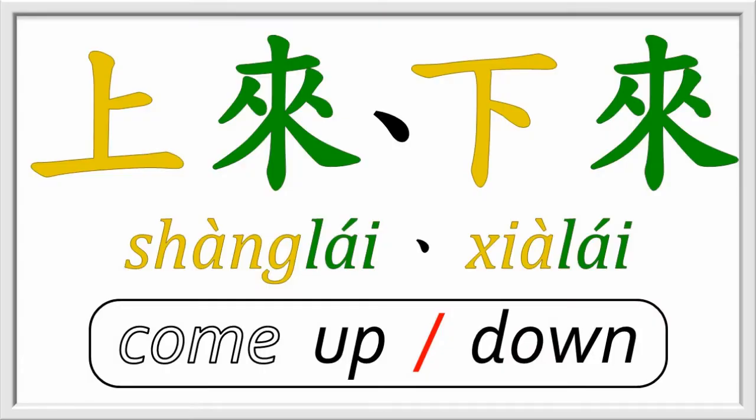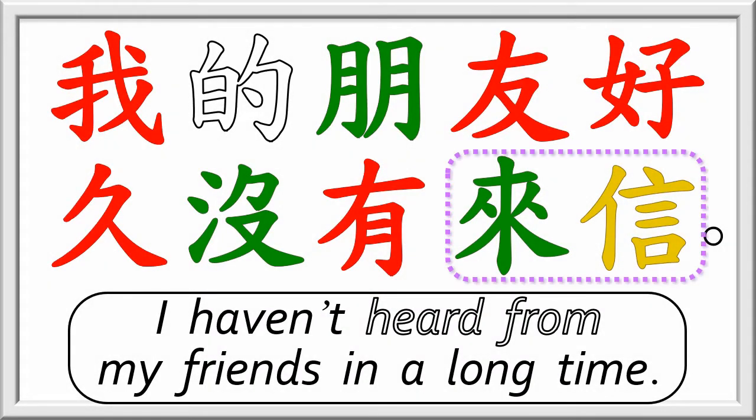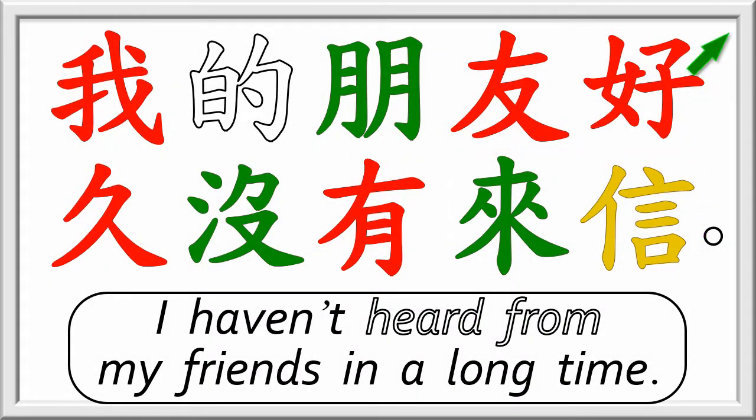Anyway, as with qu, meaning to go, lai, meaning to come, has a host of uses, nearly all of which indicate approaching the speaker in some fashion. Beginning with the simplest phrases, we have come up and come down, 上来，下来，走来走去 means to walk back and forth, to and fro. 来信 is an incoming letter, to send a letter here, or your letter when answering correspondence. 我的朋友好久没有来信。 I haven't heard from my friends in a long time.